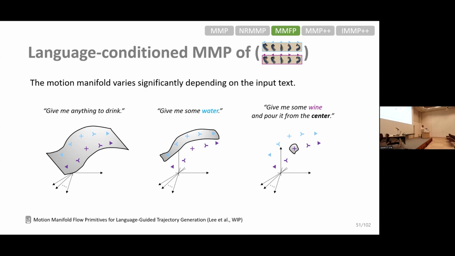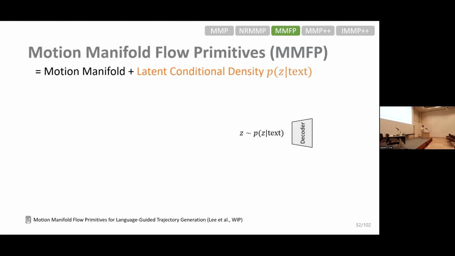In summary, the motion manifold can vary significantly depending on the input text, and we need to learn this very complex conditional motion distribution, or conditional motion manifold. Our strategy is like this. Since we already have the motion manifold and its coordinate space, we're going to learn a conditional density model in the latent coordinate space so that generated latent samples pass through the decoder and become trajectories.